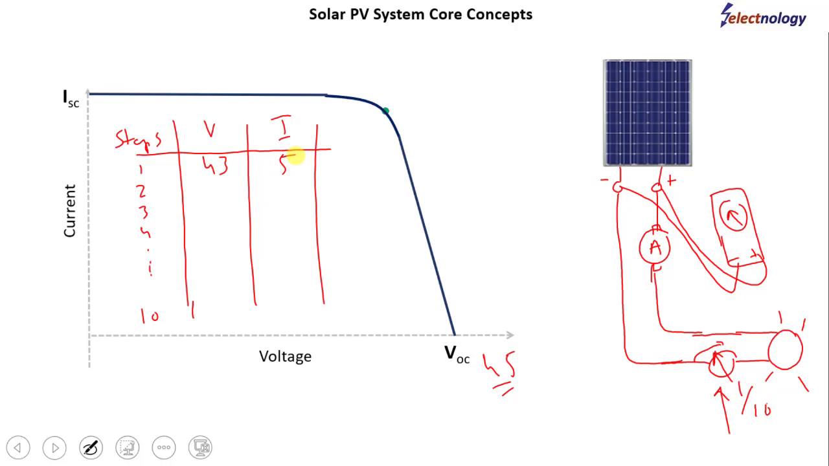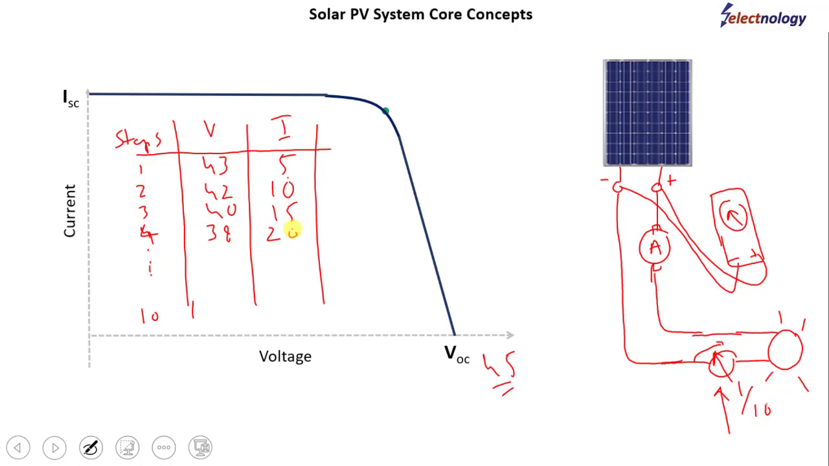Now let's rotate this knob towards the next step, step 2. Once we are at step 2, assume the voltage measured is 42 and the current measured is 10 amperes. Similarly, we will keep rotating this knob towards step 10 and measure the voltage and current. Let's assume that at step 3 it is 40 volts and the current is 15 amperes. At step 4 we are at 38 volts and we have 20 amperes.